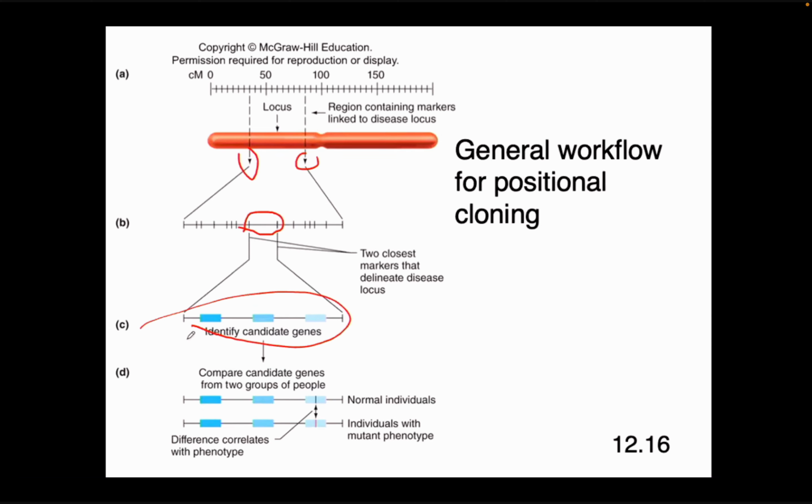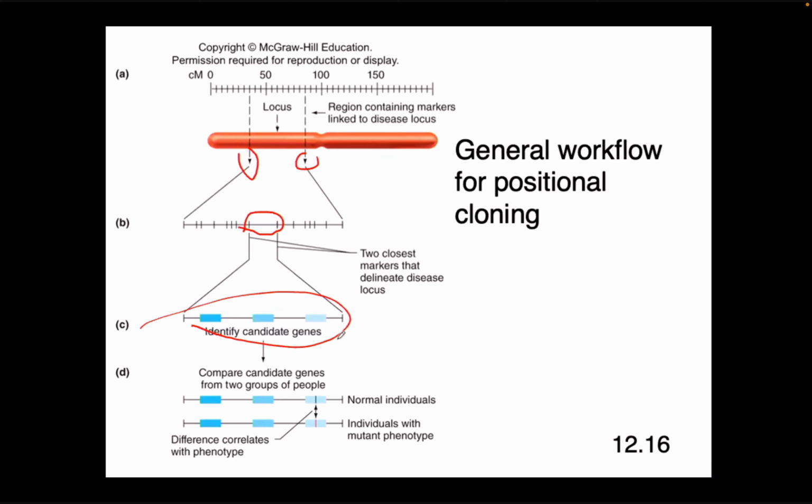Before we talk about some other diseases later, what they did here is they took the three candidate genes and sequenced them, comparing people who have the disease and those who don't. What would you expect? If you really had a mutation in one of them, that would probably be the disease causing gene. So that's what they show you here. The difference correlates with the phenotype.